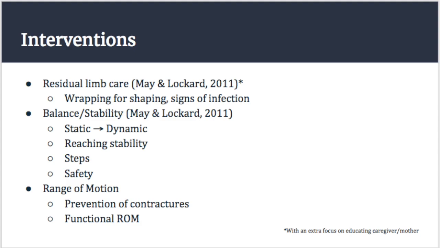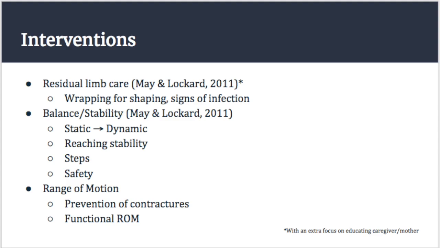Interventions will begin with residual limb care. Shane's parents will be highly involved in this process, but he will also need to be made aware of the importance of this and how to properly care for his residual limb. We'll focus on proper wrapping of the residual limb and education on signs of infection, as well as proper shaping of the residual limb. This can also be done on a doll to make it more interactive for Shane.